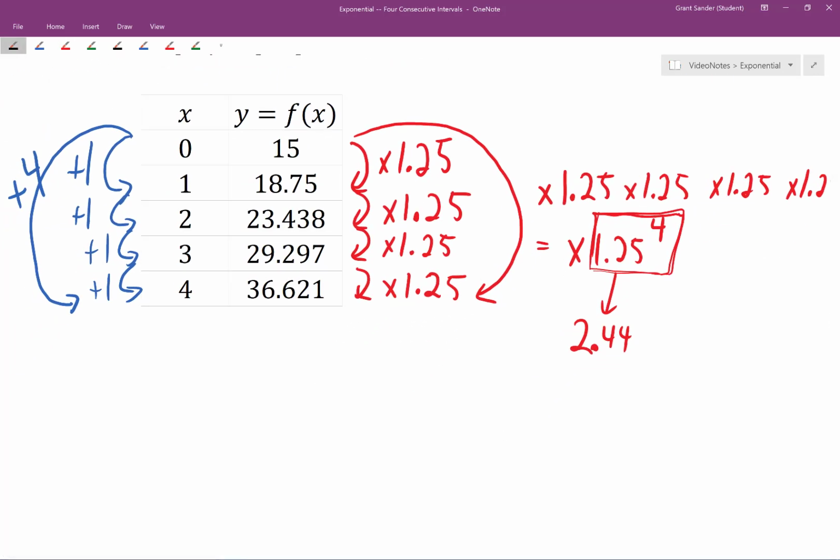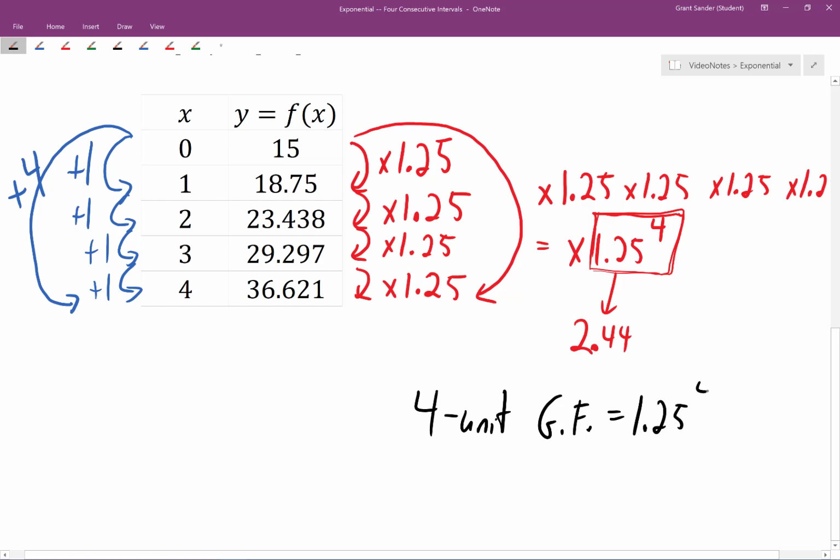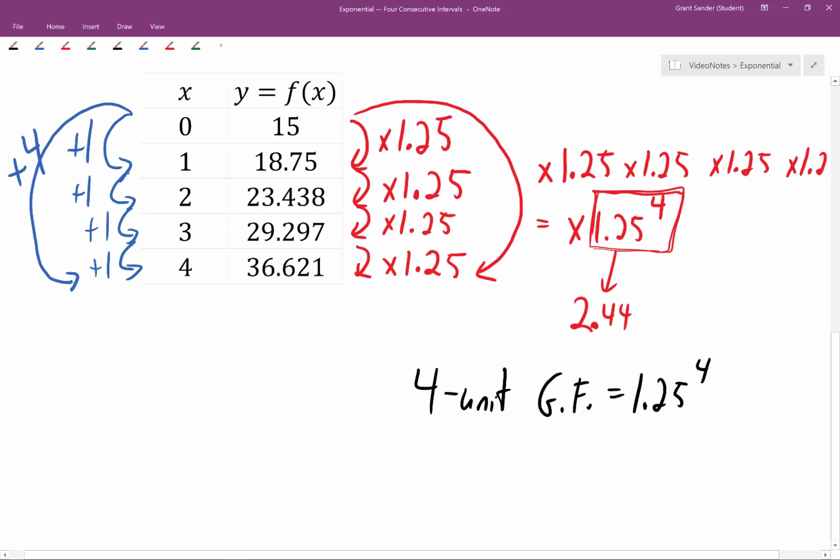Therefore, we would say that the 4-unit growth factor for this function is 1.25 to the 4th. And this means that anytime x changes by 4 units, y will become 1.25 to the 4th times as large.